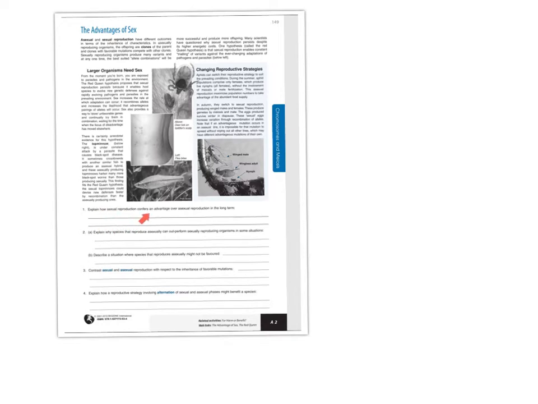So explain how sexual reproduction confers an advantage over asexual reproduction. We just talked about that. We talked about it in class. Explain why species that reproduce asexually can outperform sexually reproducing organisms in some situations. Look at this question here and think about what these creatures had to do in order to survive and why. What kinds of situations would make sex a disadvantage, right? I'll give you a hint. In situations where you can't find the opposite sex. Again, take a look at this section here.